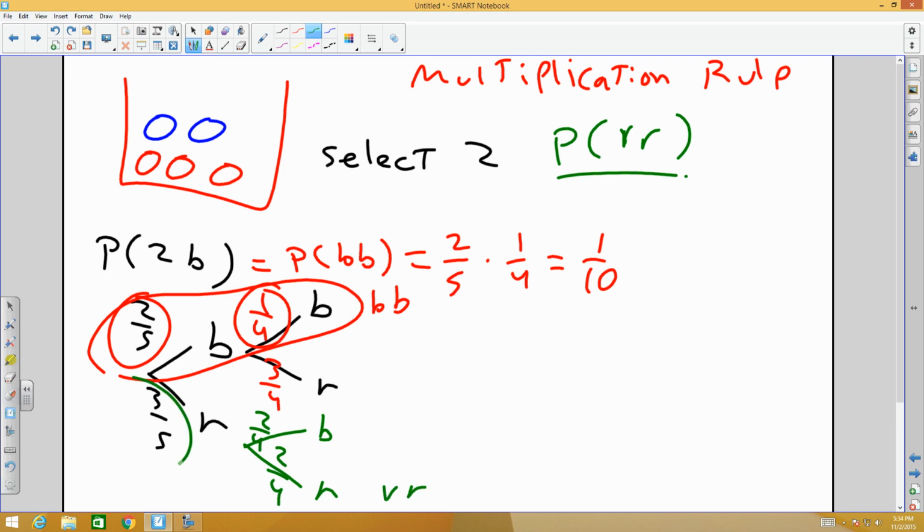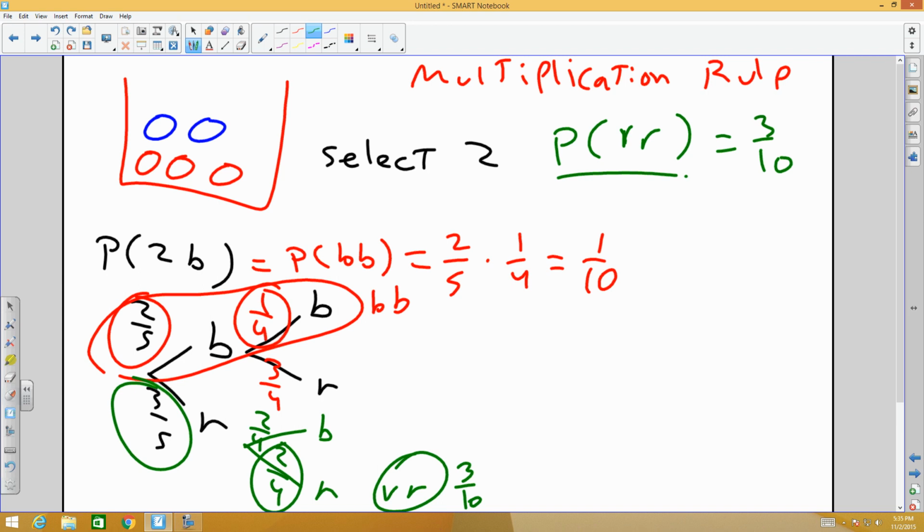Now you want red, that's the outcome. Then you just multiply the 3 over 5 times 2 over 4, and when you multiply them, you will get 3 over 10. So the probability of RR is 3 over 10. So all is 2 red balls? Yeah, 2 red balls, yes.